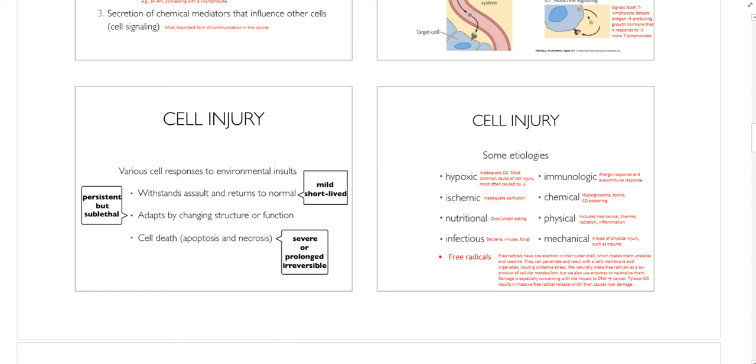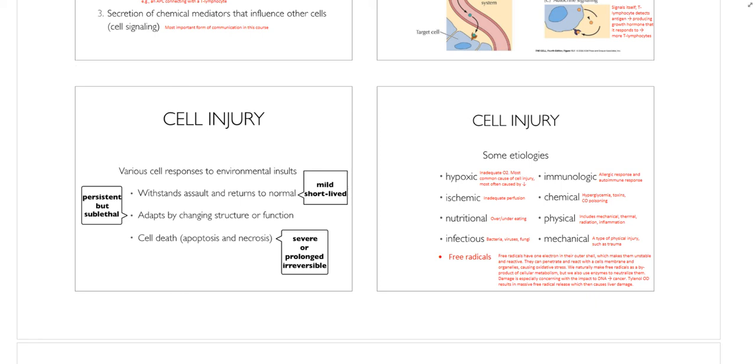If it's a severe or prolonged or irreversible injury, then the cells will die. So like gangrene or frostbite, the cells are not going to withstand that and they're going to die.